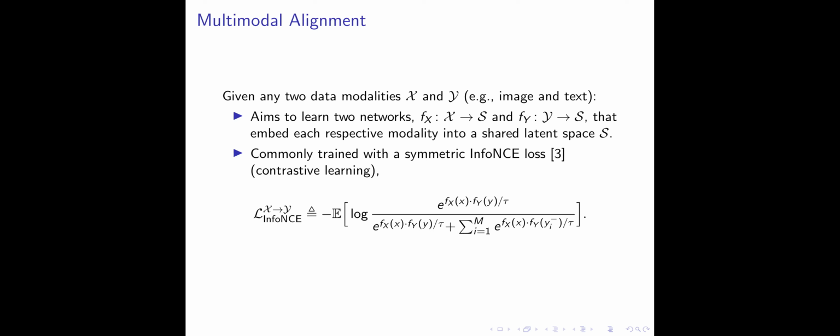Formally, given two modalities X and Y such as images and text, we aim to learn two networks, Fx and Fy, that map from samples in their respective modalities to a shared latent space S. Currently, contrastive learning has emerged as a prevalent objective for multimodal alignment. It aims to learn a shared latent space where semantically similar multimodal inputs in ambient space are encoded to nearby points in latent space, while dissimilar inputs are embedded further apart. Such methods are commonly trained with the symmetric InfoNCE loss.